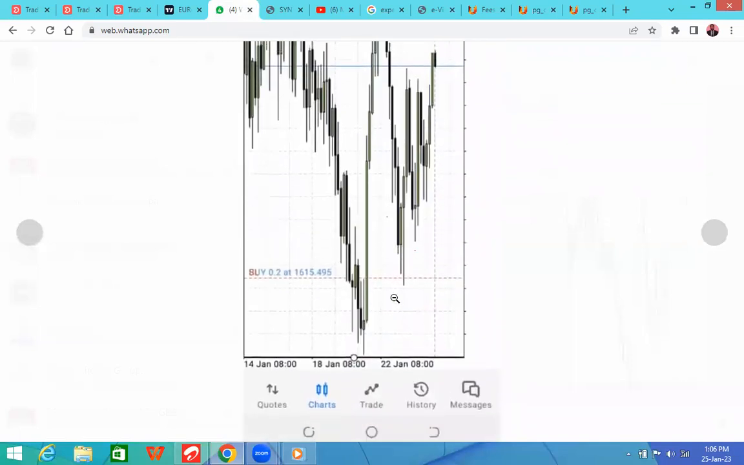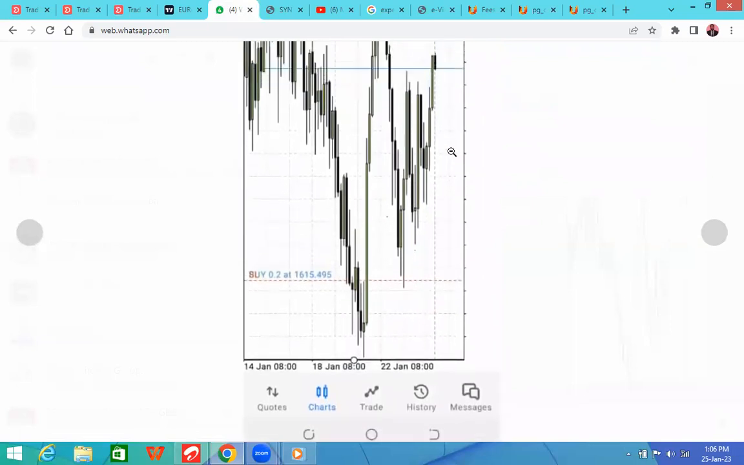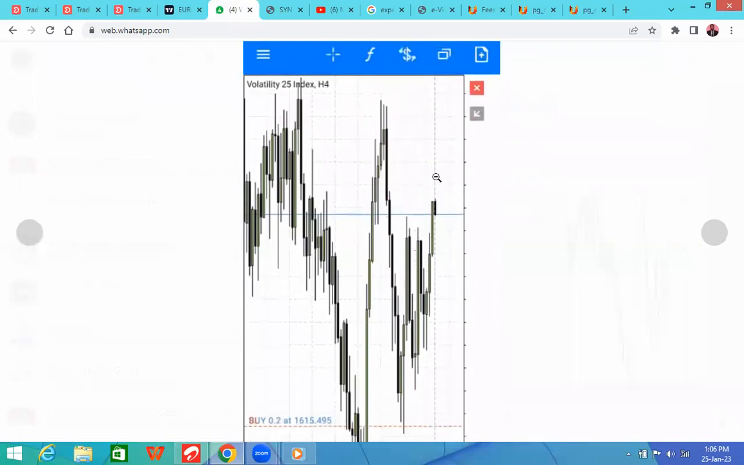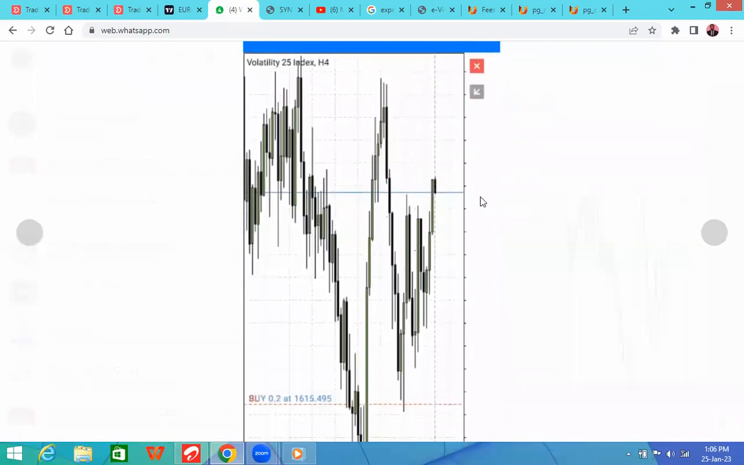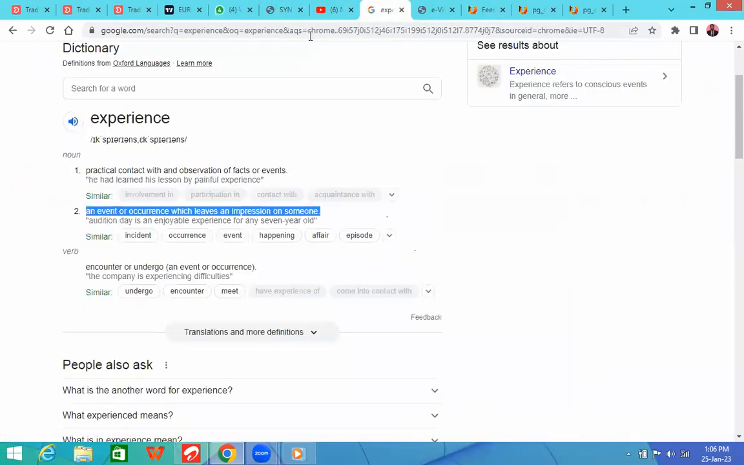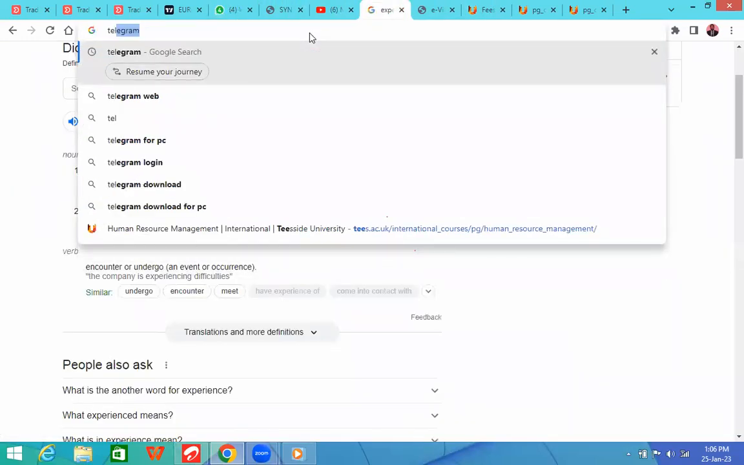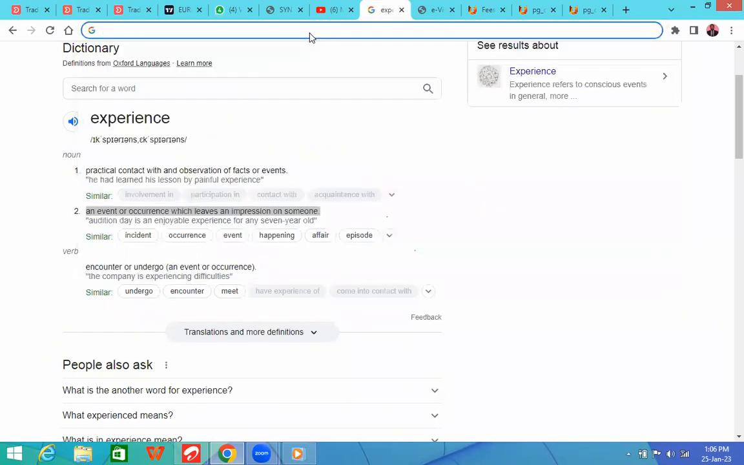Yes, sir. That was the entry. Stop loss at this low and then price went to all this side. If I want to show you, I wouldn't want to just leave this page and go to Telegram. And I would have loved to show you that trade.